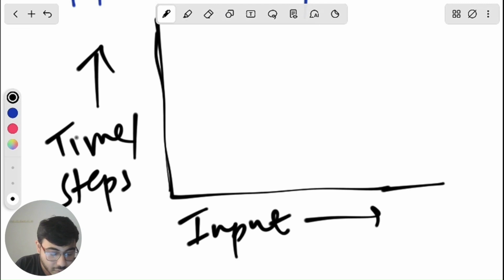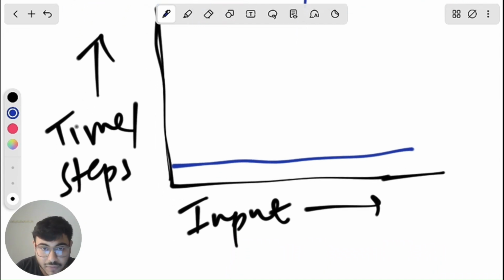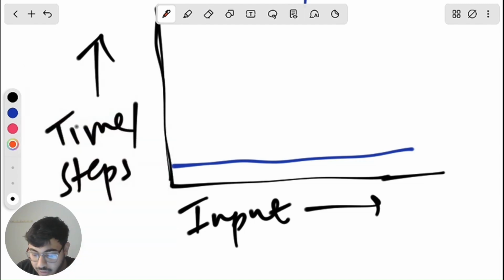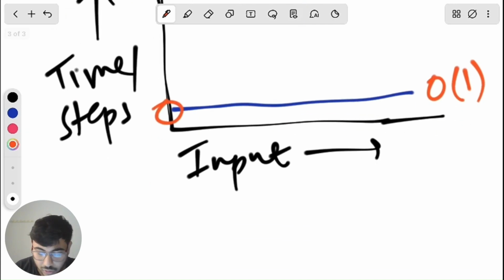So we start off with the first thing, that is a straight line. If I draw a straight line, this means that even when you are increasing your input size, your time remains constant. Your time remains the same. Hence, this is a constant time algorithm, or what is popularly known as order one. This is order one, and you can also write this in terms of n, the input size.